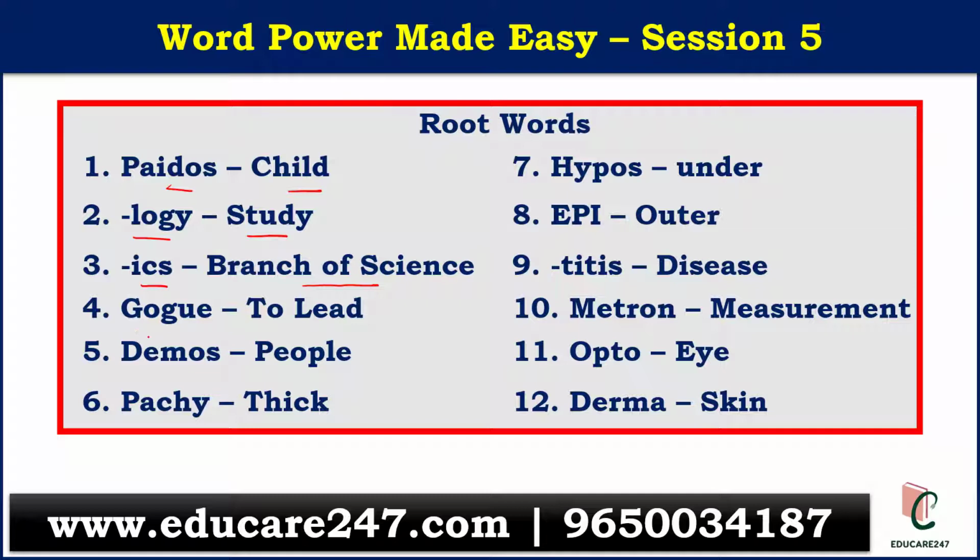Next we have agogue, which means to lead. Next is demos, which means people. Next is pachy, which means thick. Next is hypo, which means under. Next, epi, which means outer layer; it's actually a prefix. Now itis, again a suffix, means disease. Metron means measurement. Opto means eye. And derma means skin.